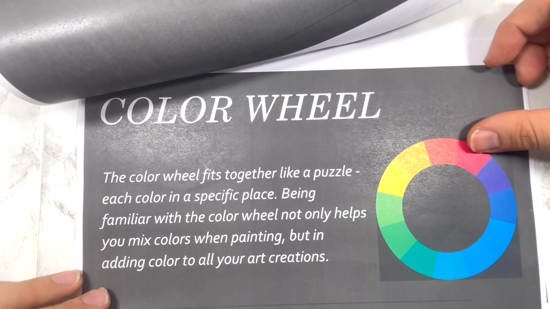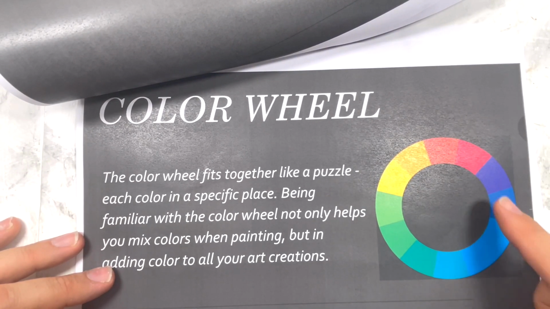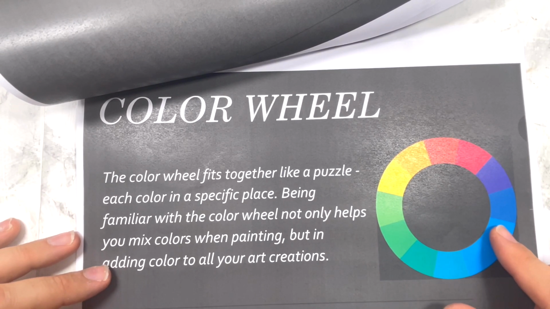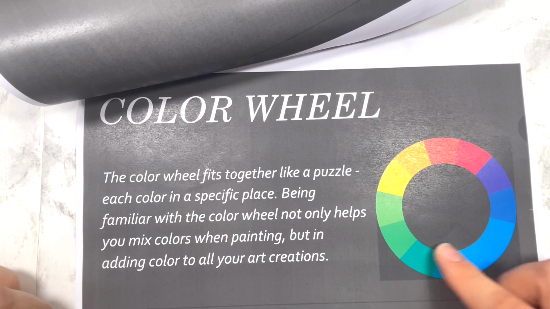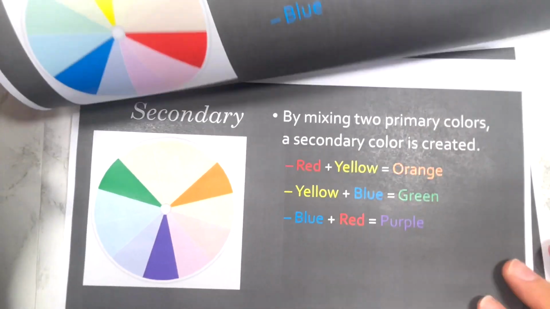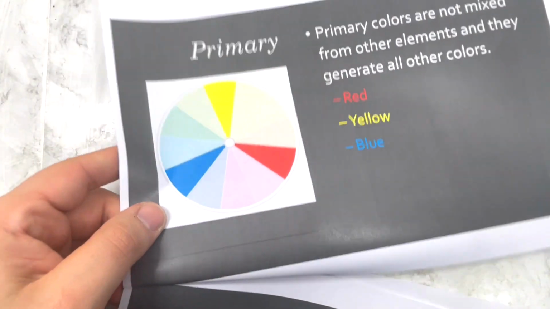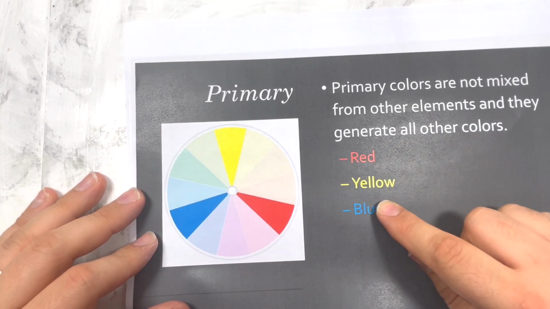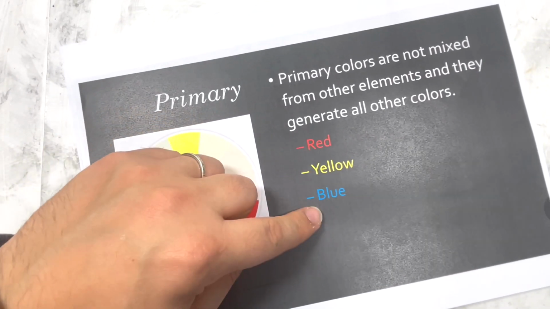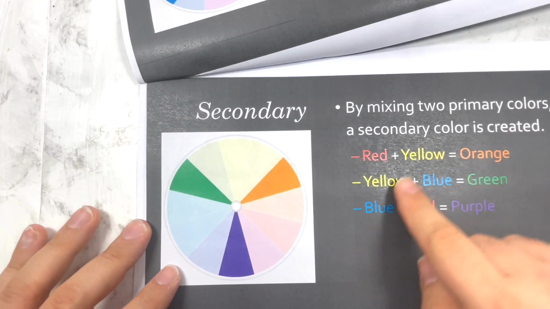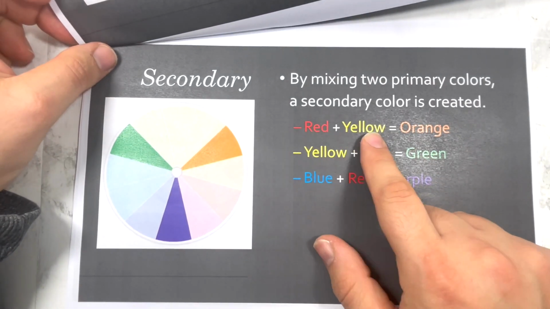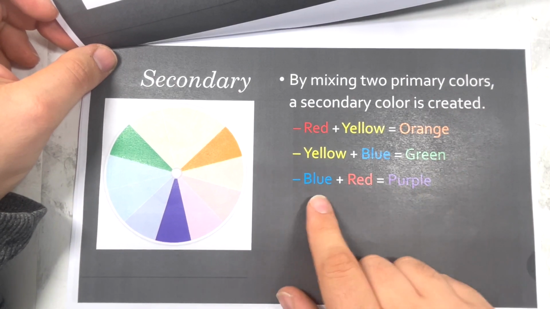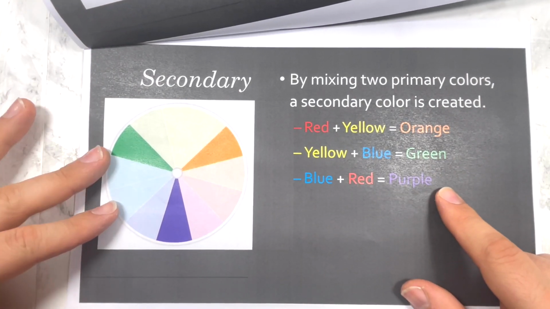The color wheel fits together like a puzzle, with each color in a specific place. Being familiar with the color wheel not only helps you mix color when painting, but also in adding colors to all your art creations and craft projects. So the primary colors are three, as we all know: red, yellow and blue. Mixing these three colors generates the secondary colors. If you mix red and yellow, you create orange. If you mix yellow and blue, you create green, and if you mix blue and red, you create purple.